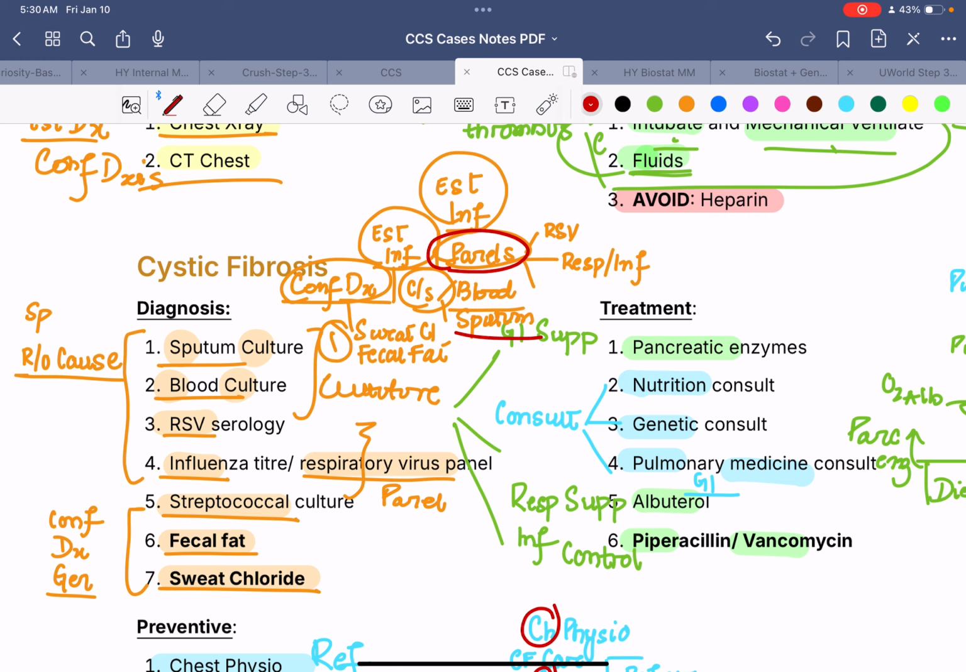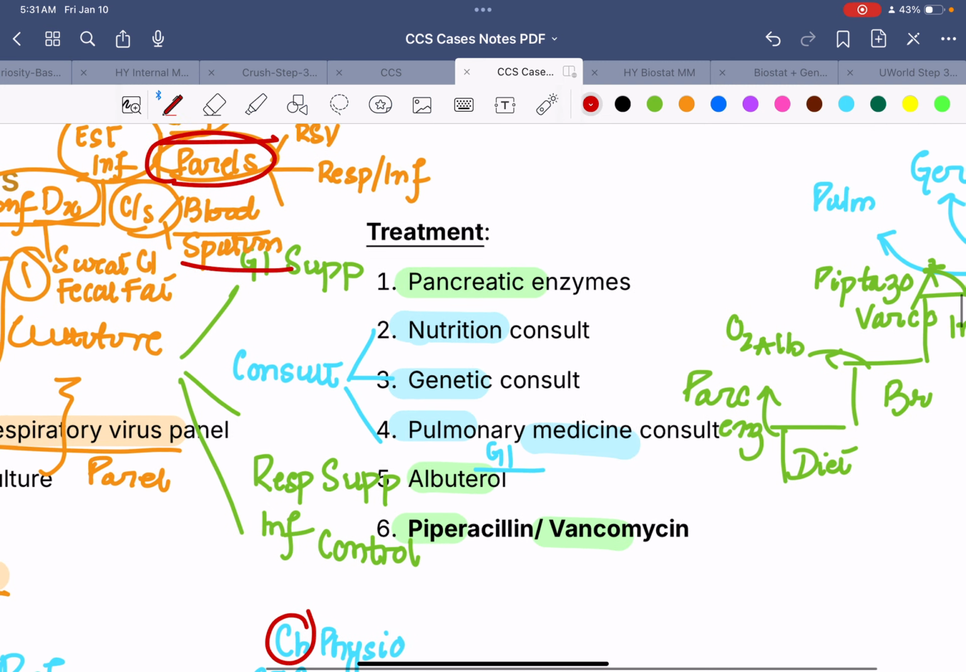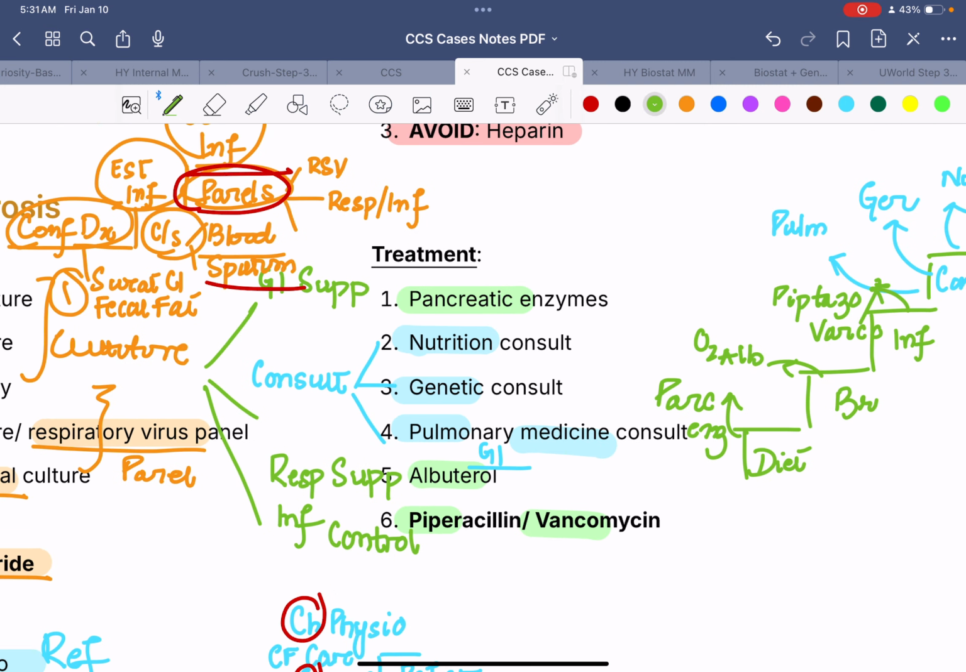So these are the three main steps for cystic fibrosis goals of diagnosis. The first step would be to confirm diagnosis with fecal fat and sweat chloride test. The second step would be to establish the infection with blood and sputum, or basically culture sensitivity of these. And the third step would be to establish infections with a panel such as respiratory syncytial virus test, respiratory panel, or influenza test. Coming back to the treatment, again, treatment is divided into general or supportive measures and specific treatment.